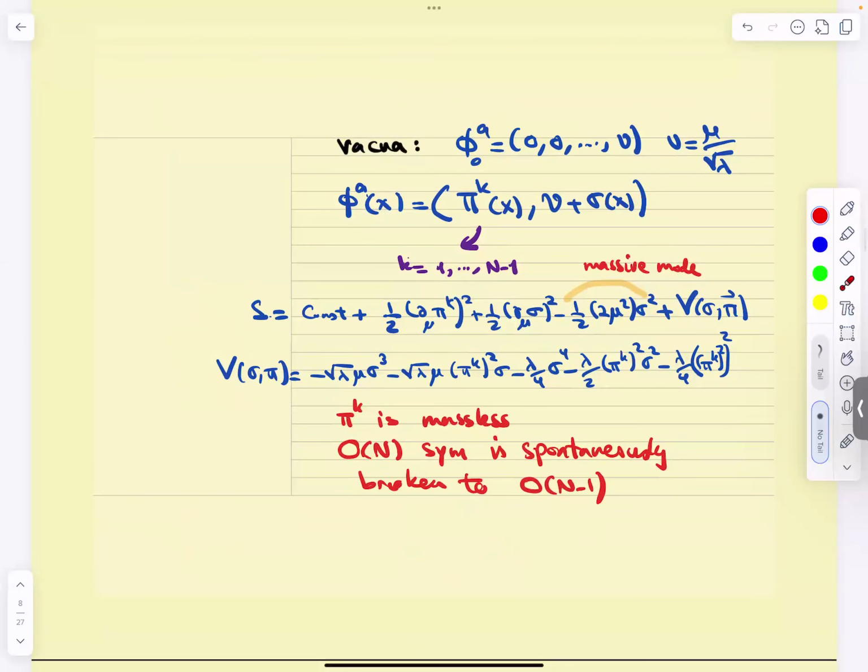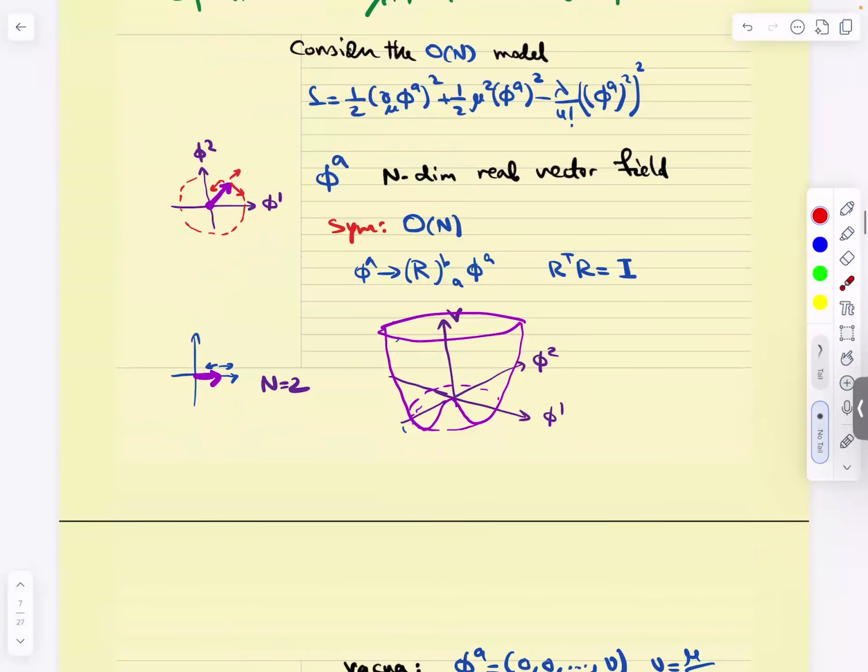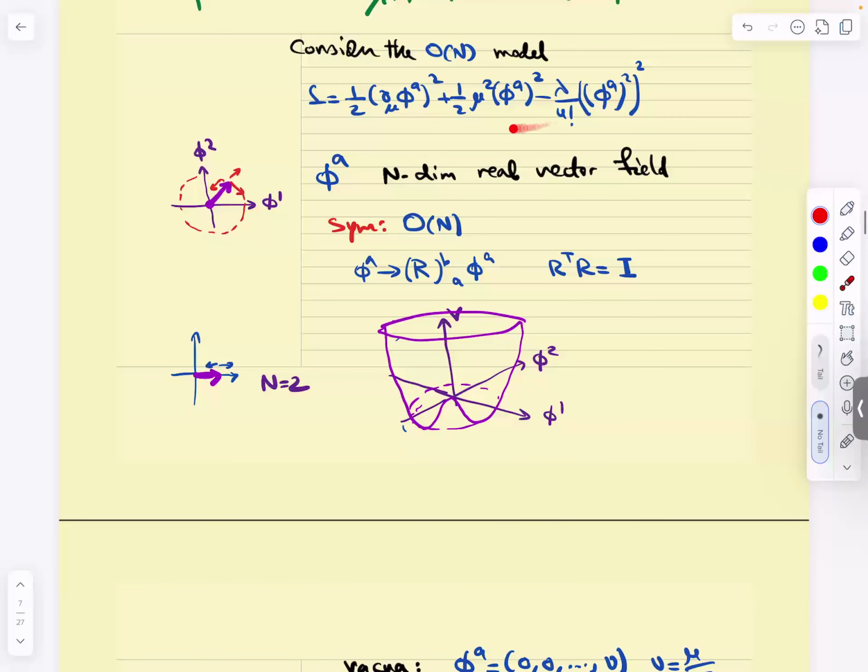All right. So when you do this for the O(N) model, I'm breaking O(N) to O(N−1) by giving a VEV, a vacuum expectation value, to φ₀, one of the components. Okay, the radial direction. And then how do I find this? I have to find solutions to these equations of motion. Let me just write them down.